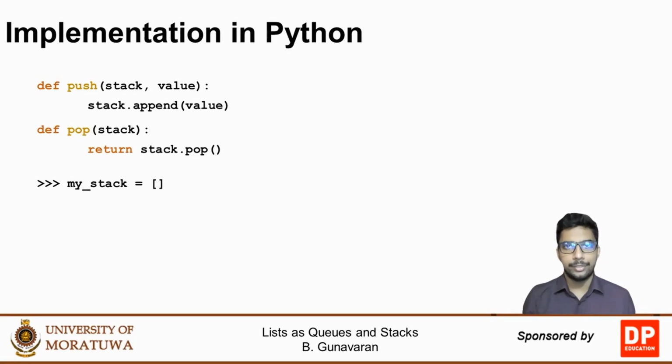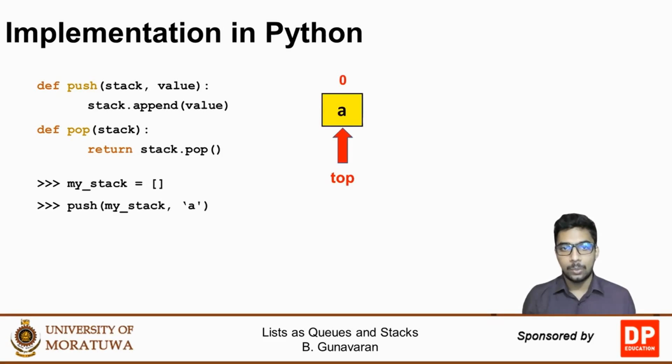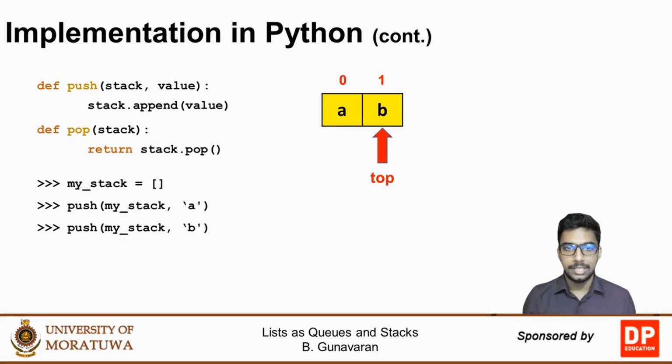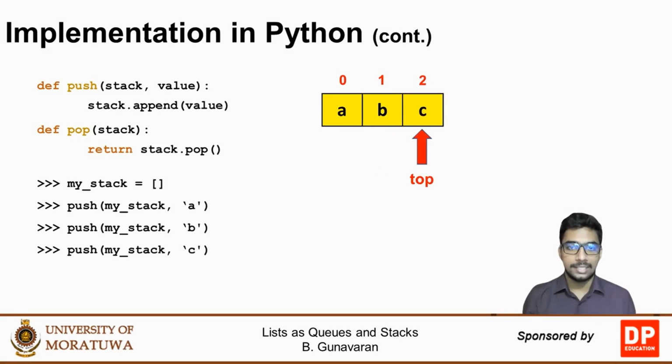Now, let's insert a few elements into the stack that we have created. To insert A, we call the push function with myStack and A as input parameters. It will insert A at index 0 of the list. Next, we call the push function with B as the input parameter. It will insert B at index 1. Similarly, we insert C at index 2 of the list. To confirm our insertions, we can simply print the stack. You can see that the elements have been inserted correctly.